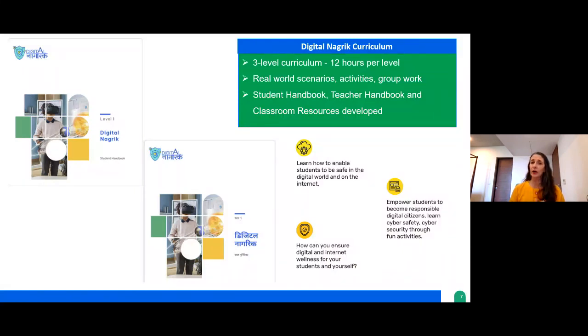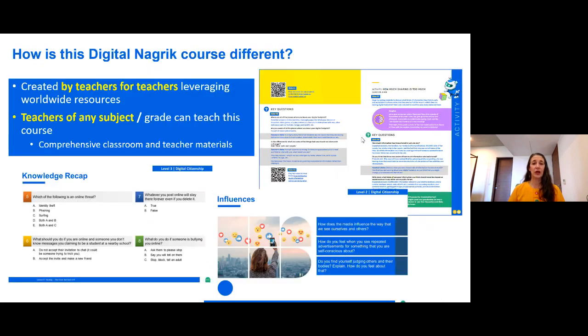The interesting part about this course is that we have a lot of real-world scenarios. We try to make it as interactive as possible. So we have role plays with the kids, we have group work, and we have a lot of resources. So we have a student handbook, which you're looking at a picture of right here. We also have a teacher handbook, and we have classroom resources. And I'm going to show you these right here.